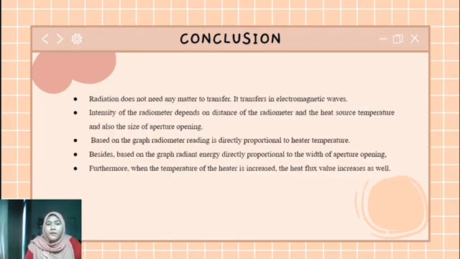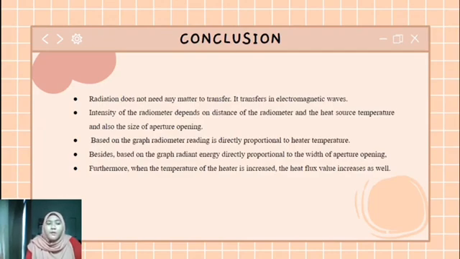After we conducted the experiment, it shows that the intensity of the radiometer depends on the distance of the radiometer, the heat source temperature, and also the size of the aperture opening. If we look at the graph of radiometer reading and heater temperature, the result is directly proportional. As the heater temperature increases, the radiometer reading will increase too.